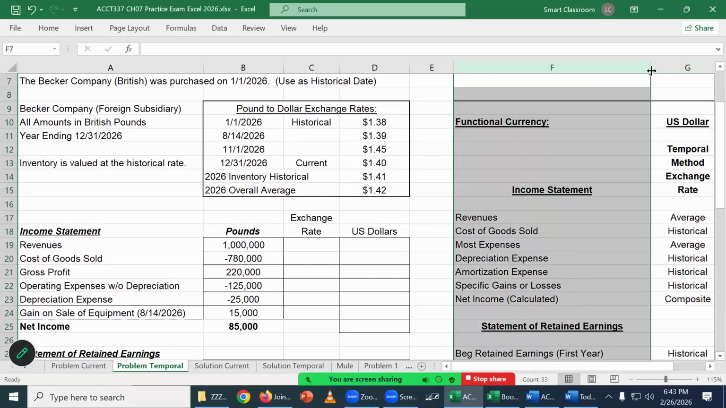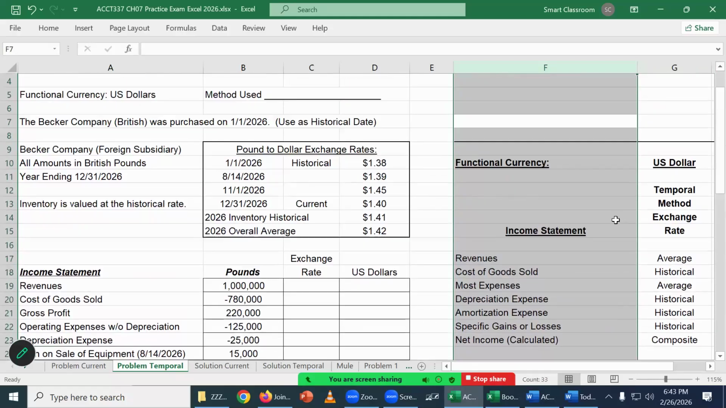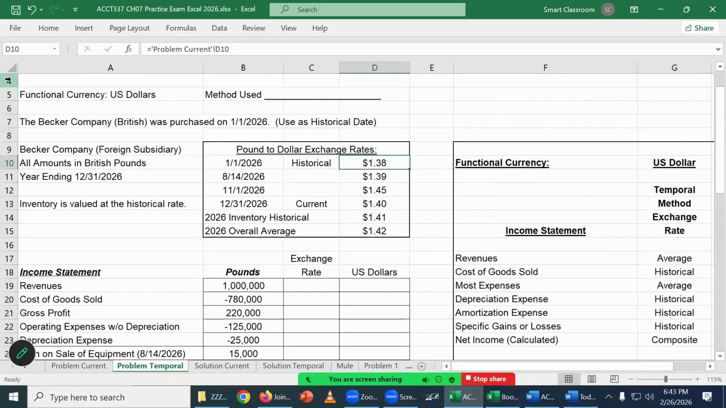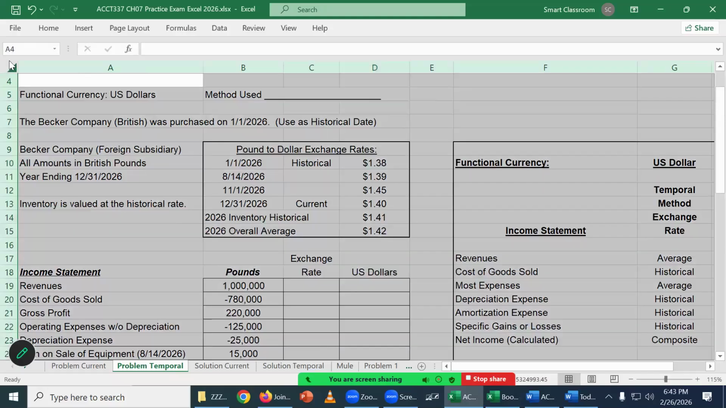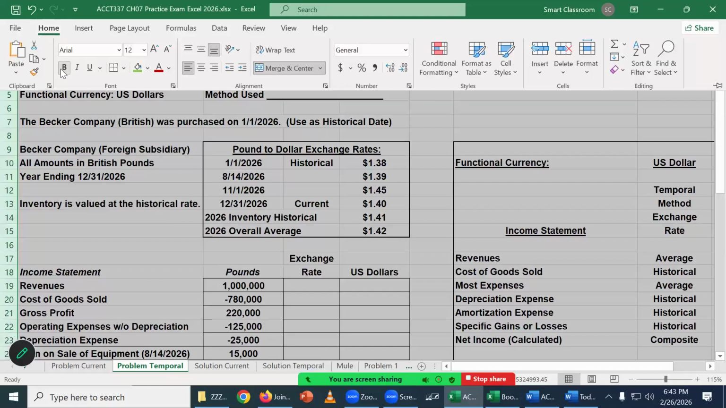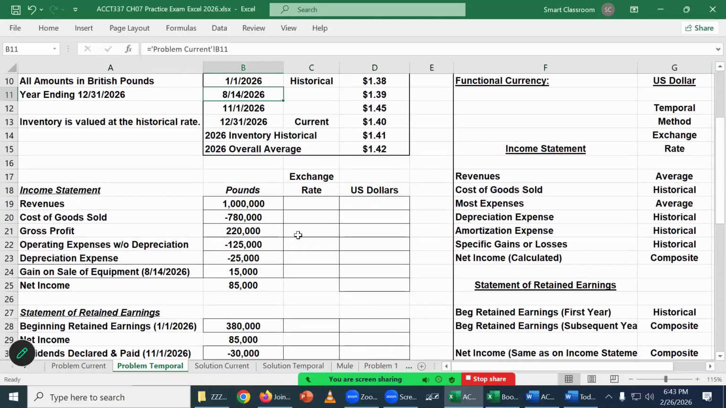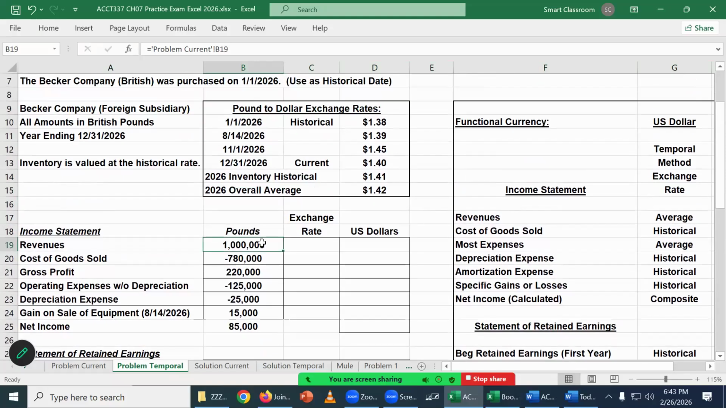The temporal method is used when the cash flows from the subsidiary are going to be combined with the cash flows from the US company. In other words, it's going to be integral to the operations of the US company. We're not going to leave it in British pounds. We're going to take those pounds and convert them into US dollars. They're going to be part of our cash flows. And that's when we're going to use this temporal method.